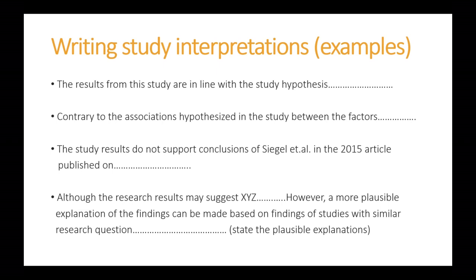Also, you can write that although the research results may suggest XYZ, where XYZ is whatever your research results suggest, or you can also write, however, there is a more plausible explanation of the findings which can be made based on the findings of studies with similar questions, and then you can state that plausible explanation. Again, this is very important for you to write so that you can defend what your approach is and why you decided to take this specific approach to answer the research question.